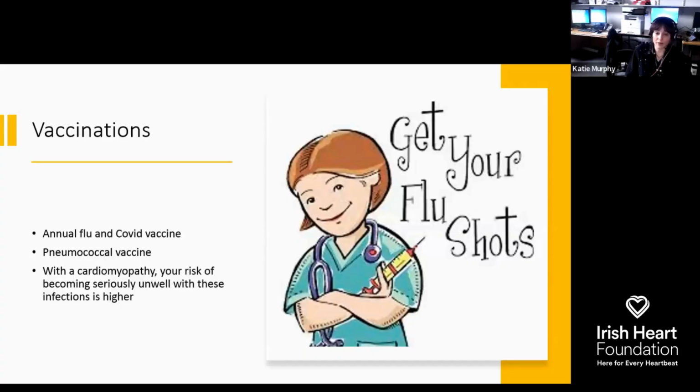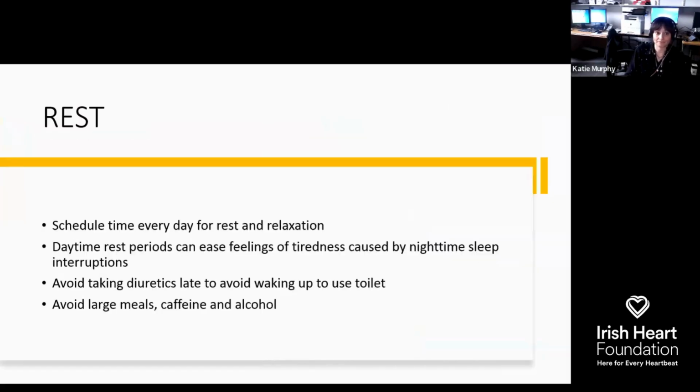Vaccinations. The problem with cardiomyopathies is that if you get the flu or if you get COVID, then your risk of becoming seriously unwell is higher than a person who does not have a cardiomyopathy. So we do recommend annual flu and COVID vaccines. And then you can ask your GP about the pneumococcal vaccine. There are two available. We strongly recommend that people get these vaccines because if they get sick, their risk of having a heart failure exacerbation alongside the infection is higher.